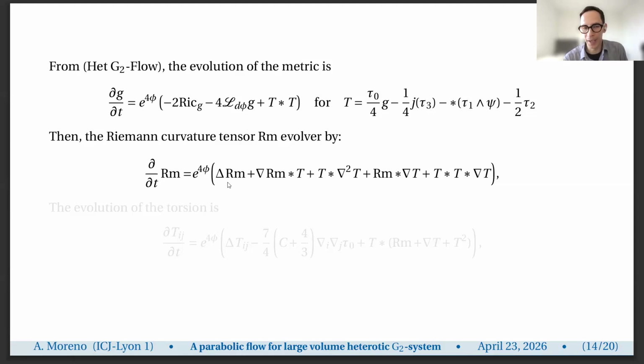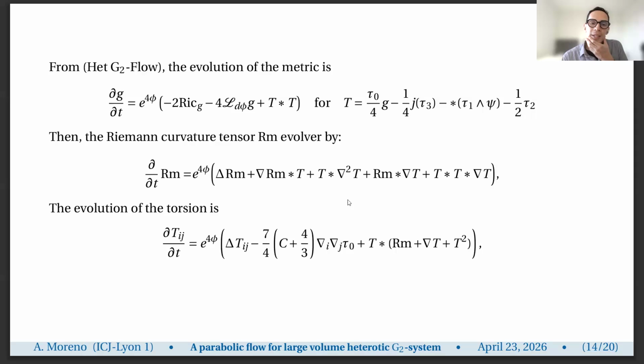So what you find is that the higher order term is basically the Laplacian of the Riemann tensor. The other ones are lower order. And you can also do the same thing for the intrinsic torsion. What you find is that the intrinsic torsion is going to have very similar behavior. One of the leading terms is going to be the Laplacian of the torsion, but then you will have this other term, which is the Hessian of this torsion tau naught.